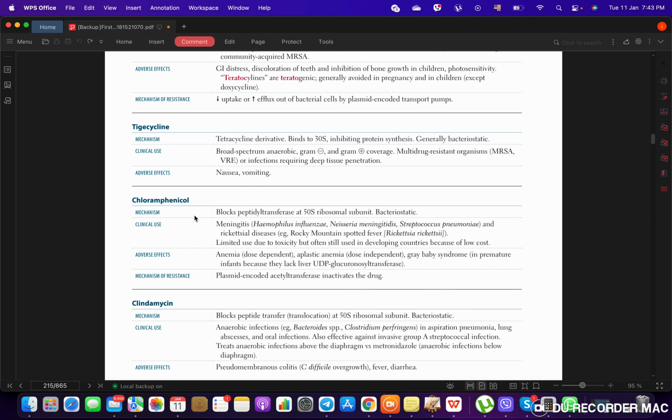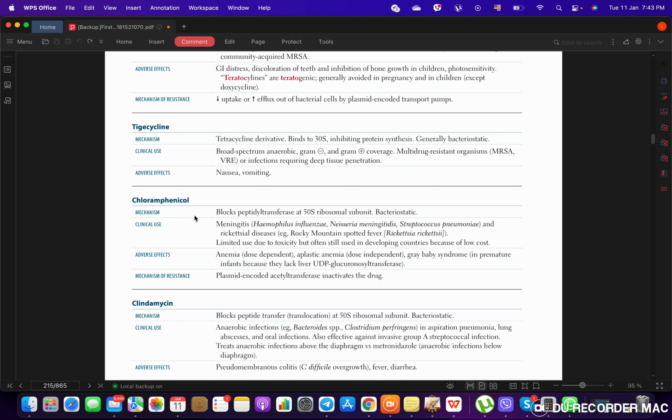The next one, tigecycline. Tigecycline is one of the tetracycline family, but it's a little bit different because we use it for a specialized type of organisms that are mostly resistant. Remember, a tetracycline is one of the 30S inhibitors. Tigecyclines, sorry, not tigra, tiga. I just say tigra because I'm used to the tiger theme in Sketchy.